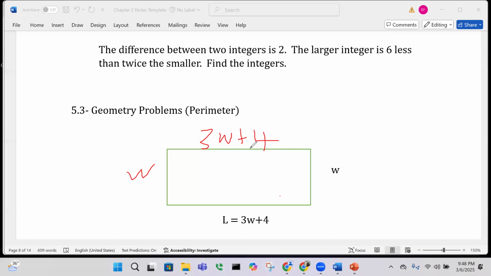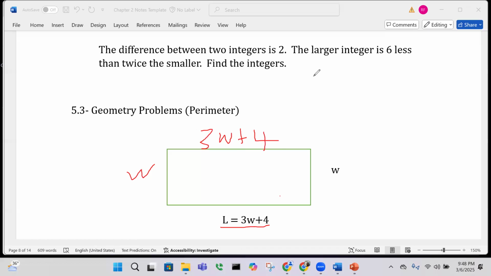These are the perimeters until you add up all the lengths. Remember, this is a parallelogram, and whatever this length is, the other length is the same. They're equal length. So 3x plus 4 on one side, the other side is 3x plus 4. 3W on one side, the other one is 3W. I mean 3W, not 3x.